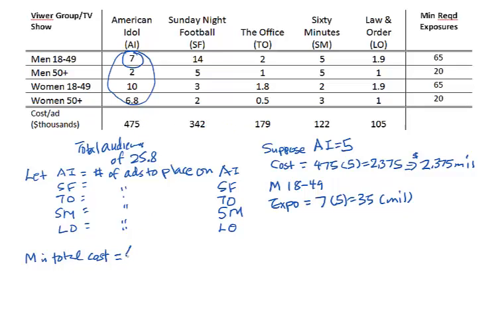So it'd be 475 times the number of American Idol ads, plus 340 times the number of Sunday Night Football ads, 179 times the number of Office ads, 122 times the number of 60 Minutes ads. Finally, 105 times the number of Law and Order ads.